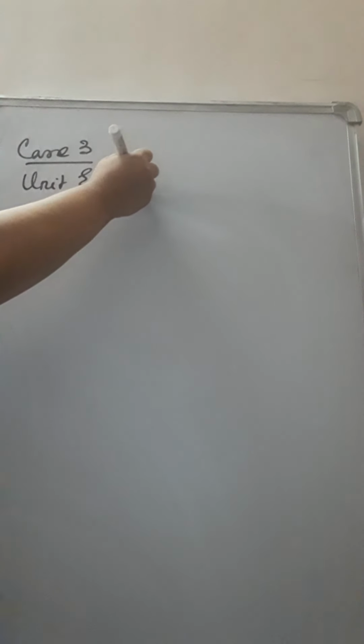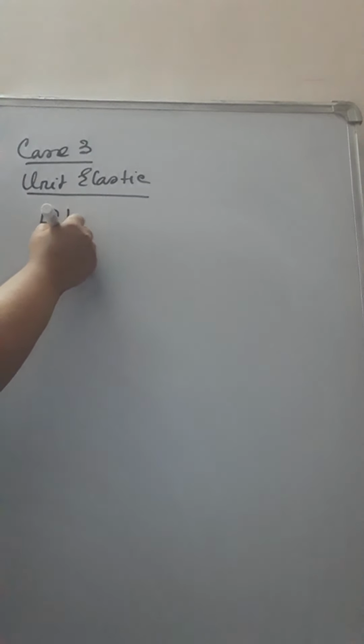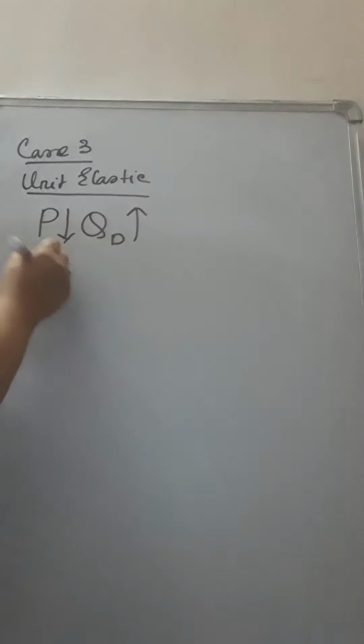So we were doing types of elasticities. This is case 3, unit elastic. Now when can we say that the demand is unit elastic? We say that the demand is unit elastic when the percentage change in price has an equivalent percentage change in demand.